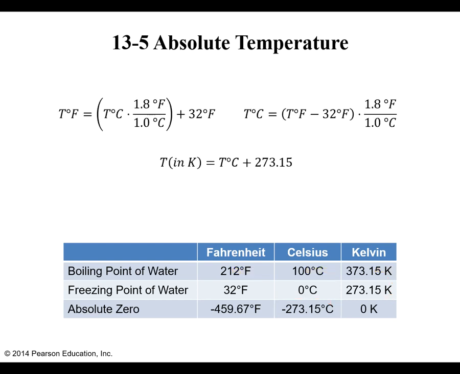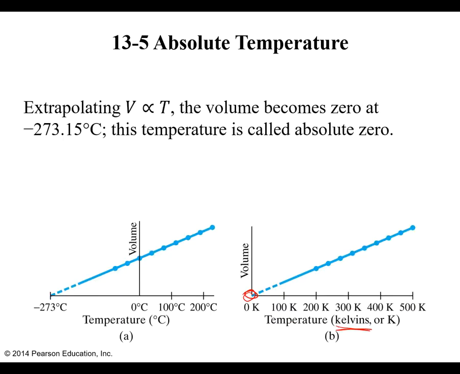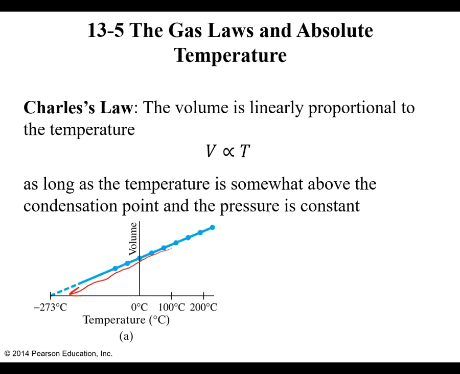And so we've got our 3 temperature scales where we can convert from Celsius to Fahrenheit. We saw that in a previous video. And now we have a temperature scale in Kelvin. A temperature in Kelvin would equal the temperature in Celsius plus 273.15. All of this came from Charles' law, which is that the volume is proportional to temperature.